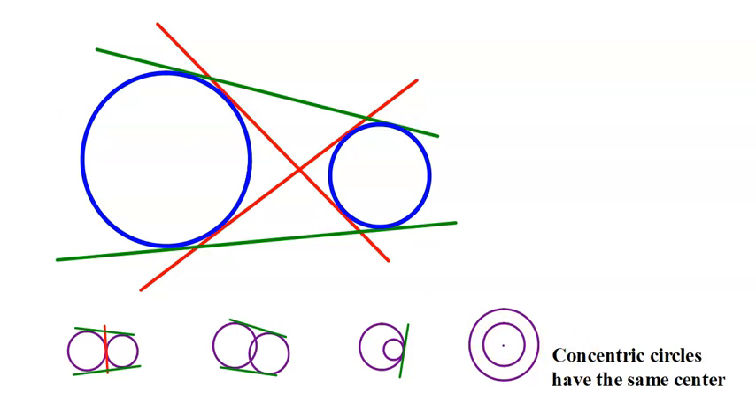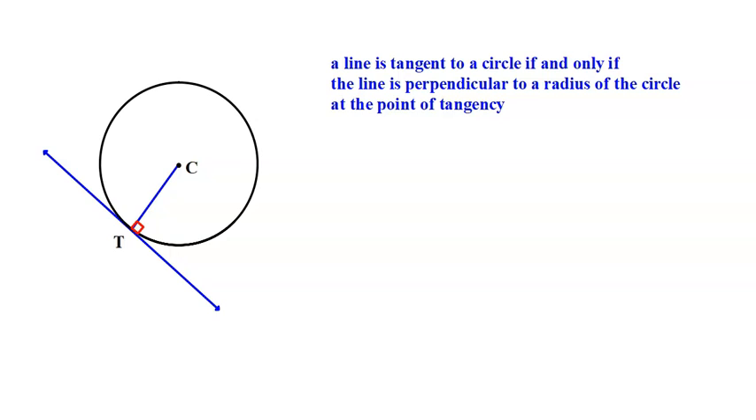So let's look at some stuff to do with tangent segments and lines. First, a line is tangent to a circle if and only if the line is perpendicular to a radius of the circle at the point of tangency. So what this means is my line is tangent to circle C because it intersects the radius right there at the point of tangency, and it is perpendicular. If I move it in, it's still perpendicular, but you can see it's not tangent. It's now a secant because it's intersecting at two places.